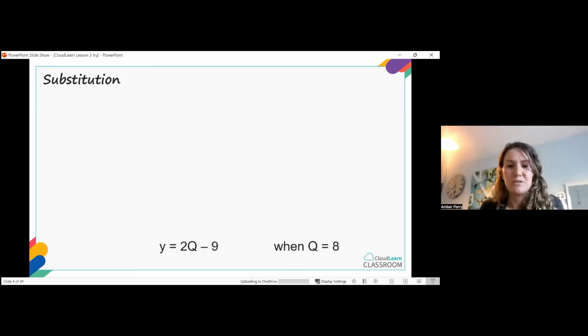y equals 2q minus 9. Two operations here. We have to do the multiplication and the subtraction. 2q minus 9. And quick mental maths out. Great, well done. That was super quick.